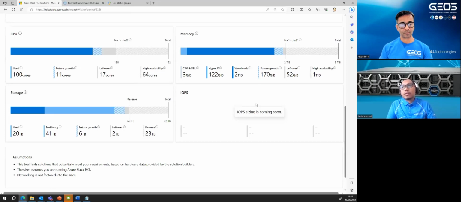Okay, the IOPS. I don't think it will be around for some time from Microsoft, because usually the hardware vendor has the capability to test the IOPS per configuration. So probably you can ask us if you want a specific requirement on how many IOPS you want. We have some benchmarks that we can use as a reference.